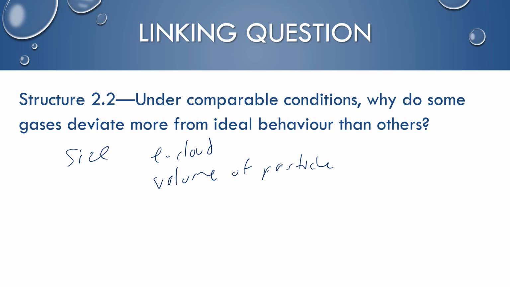But if you have a larger electron cloud, then you're going to have stronger dispersion forces. I'll abbreviate LDF, London dispersion forces. And so that's going to make them deviate more. Another example would be polarity. The more polar the molecule, the more likely it's going to form stronger intermolecular forces to deviate more from ideal behavior.